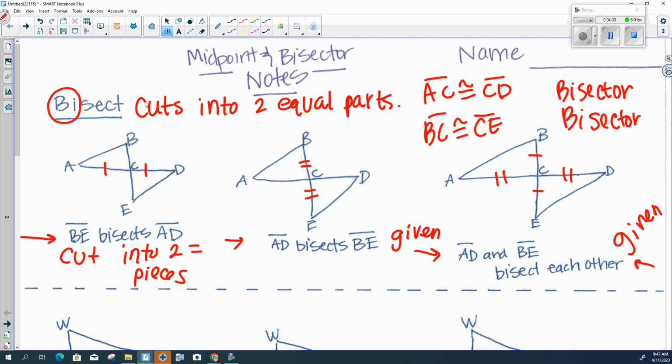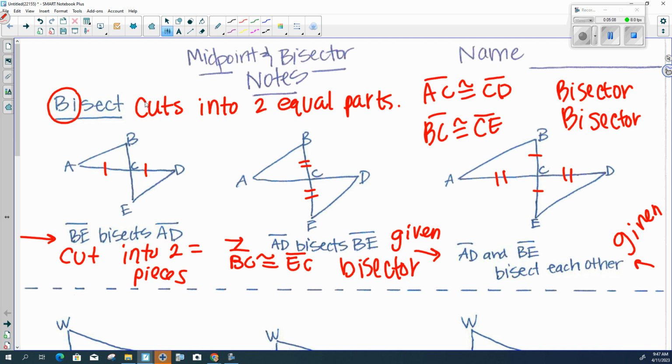So, Matthew, on this one, if this was my given, what is the congruent statement that I could write now? What two pieces are congruent? And what would be the reason that I know that? Say it again. You write bisector. You just write the word bisector. Or if you want to be fancy, you can write definition of segment bisector.